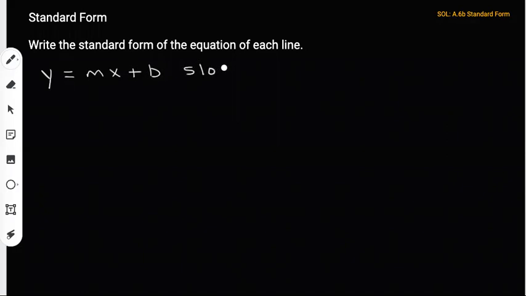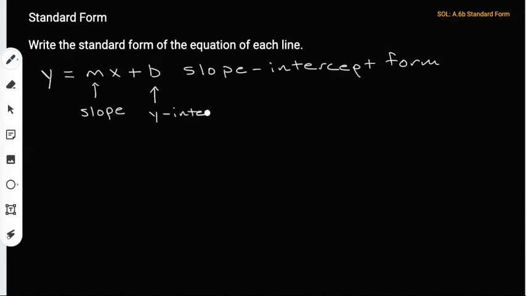So this is called the slope-intercept form. And typically, this is used when you know the slope and the y-intercept. The m is going to stand for the slope of the line, and b is going to stand for the y-intercept. The y-intercept is where the graph is going to cross the y-axis.